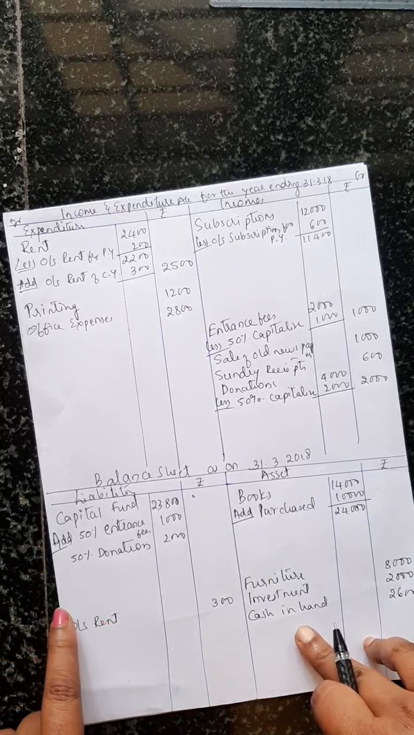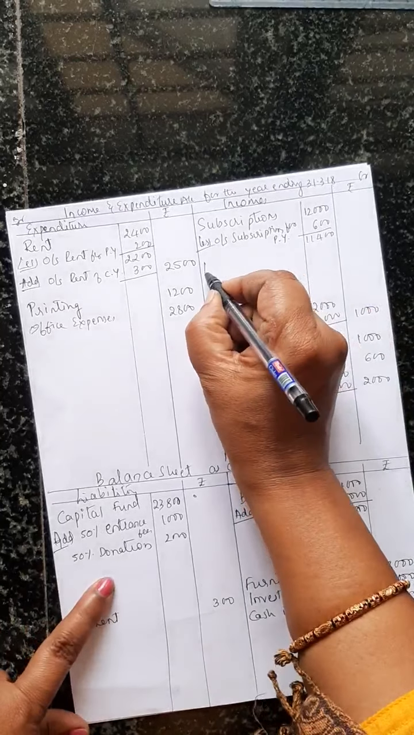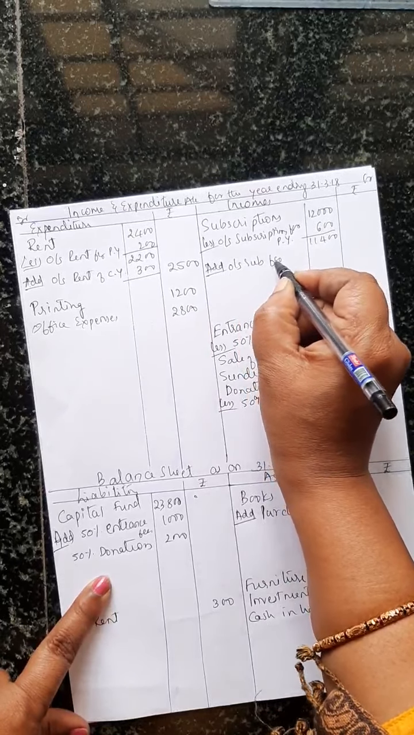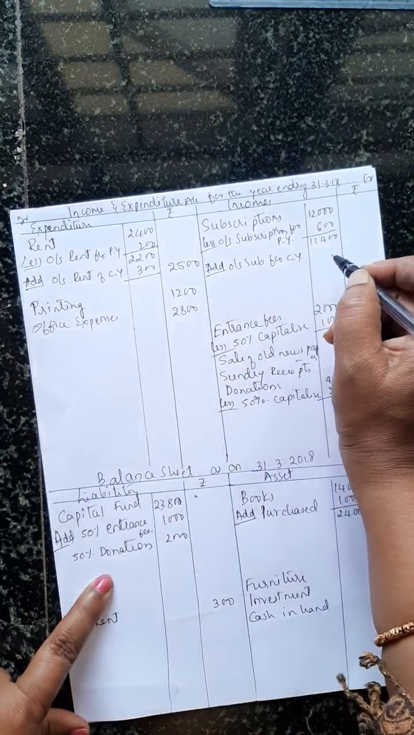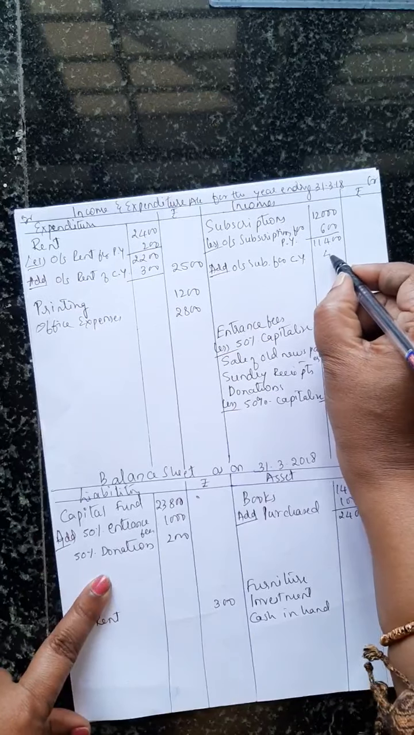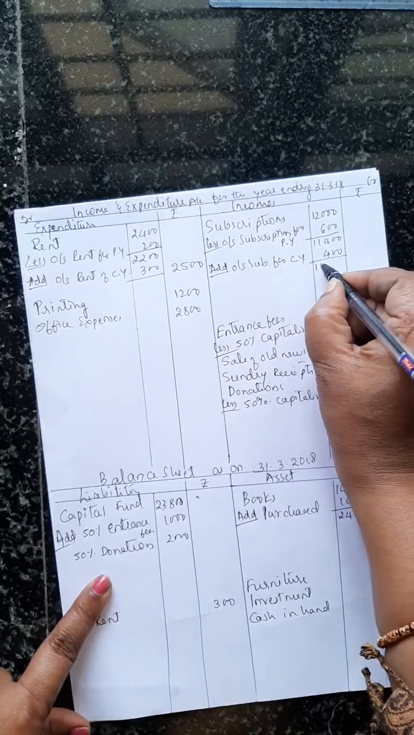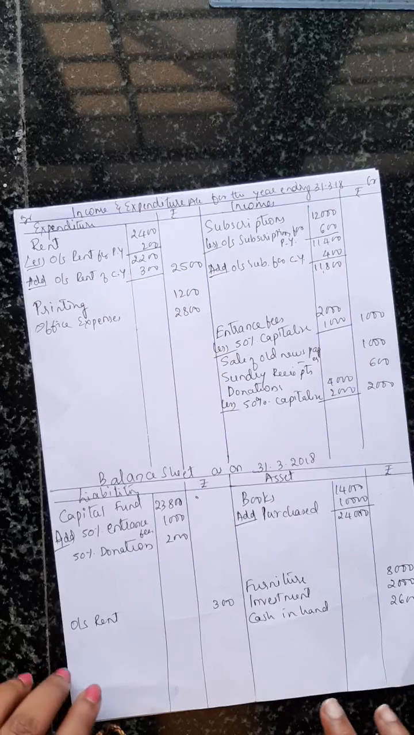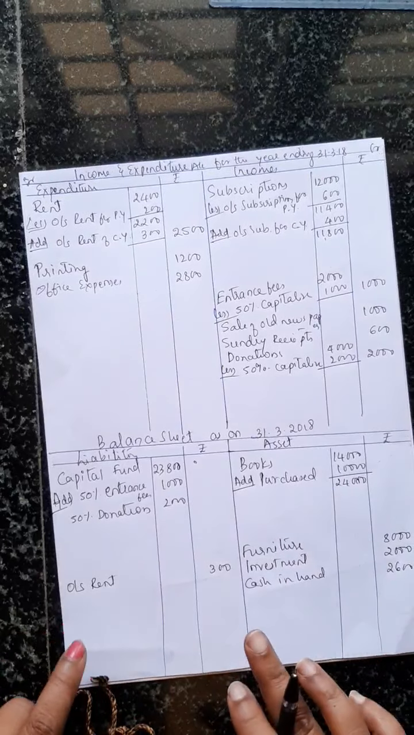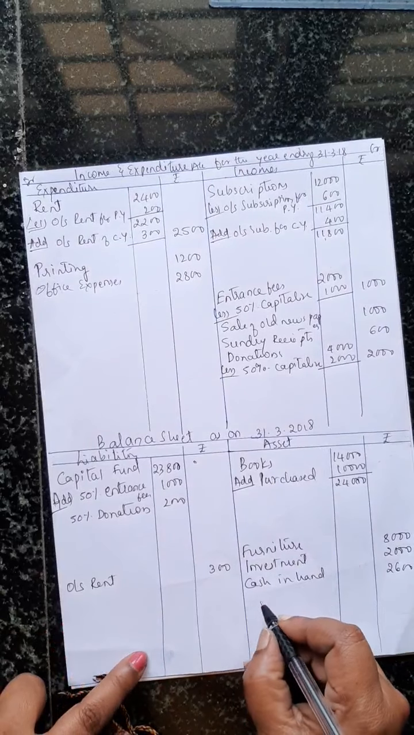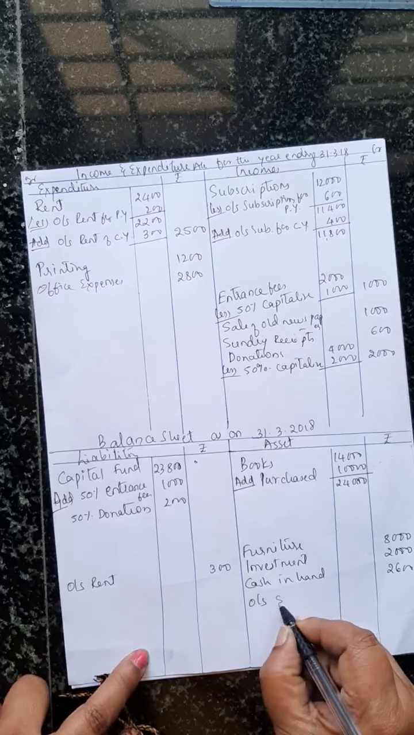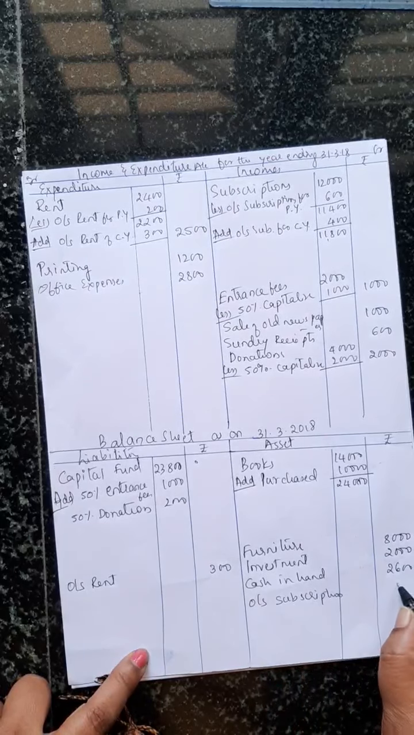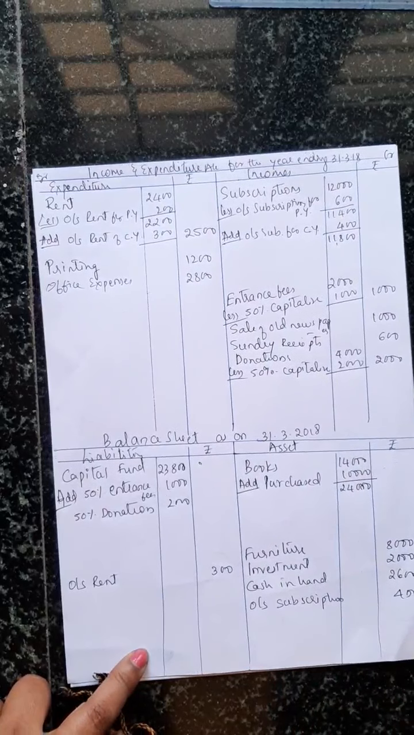And subscription receivable this year, so current year, add outstanding subscriptions for current year 400. Write in the inner column. And where will outstanding subscription for the current year be written? Asset. So write outstanding subscriptions 400, right?